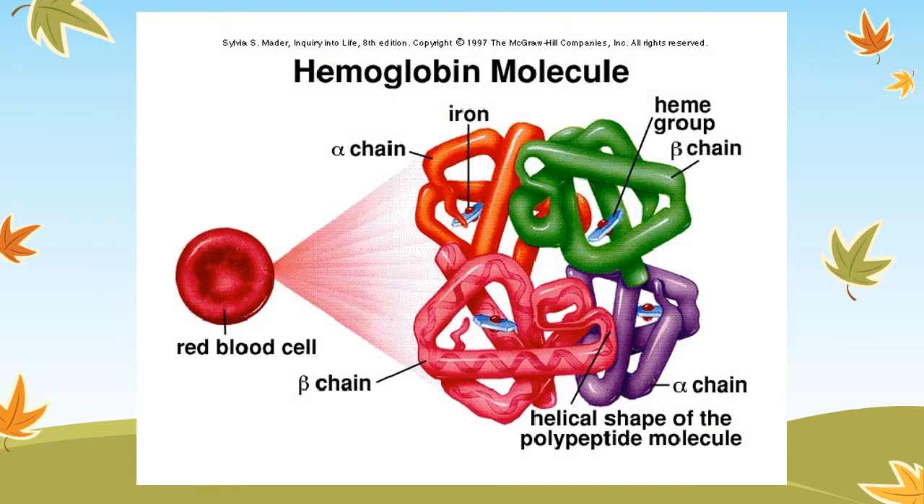Okay, here is the hemoglobin molecule. It is made up of two alpha chains and two beta chains, and you can see that there's an iron group in the middle of each chain, and this is where oxygen is bound. Each oxygen molecule will bind to one iron group, so one hemoglobin molecule can carry up to four oxygen molecules.